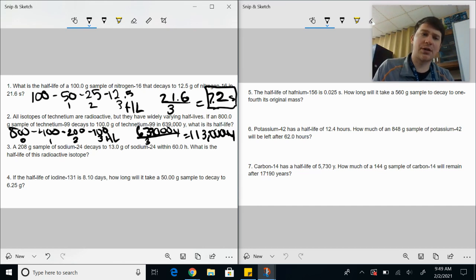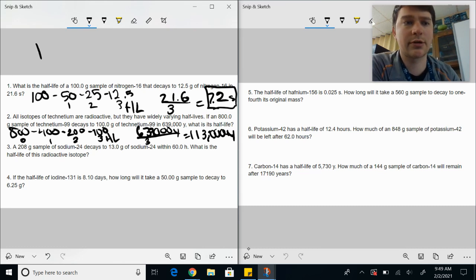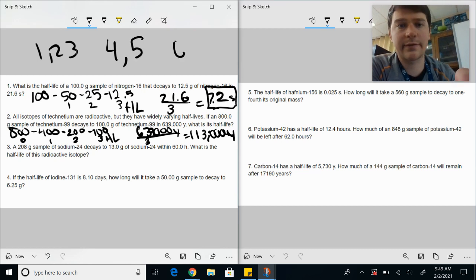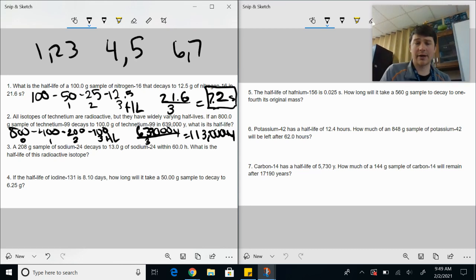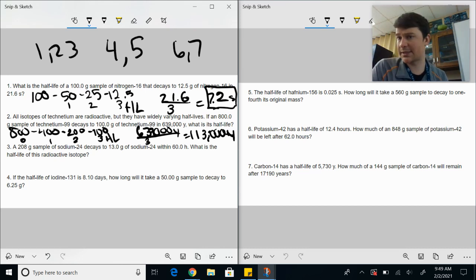The way it works is numbers 1 through 3 are very similar. Numbers 4 and 5 are really similar, and then numbers 6 and 7 are very similar. So what I would encourage you to do is make sure you do one from 4 and 5 and one from 6 and 7, and then you should be good to go.